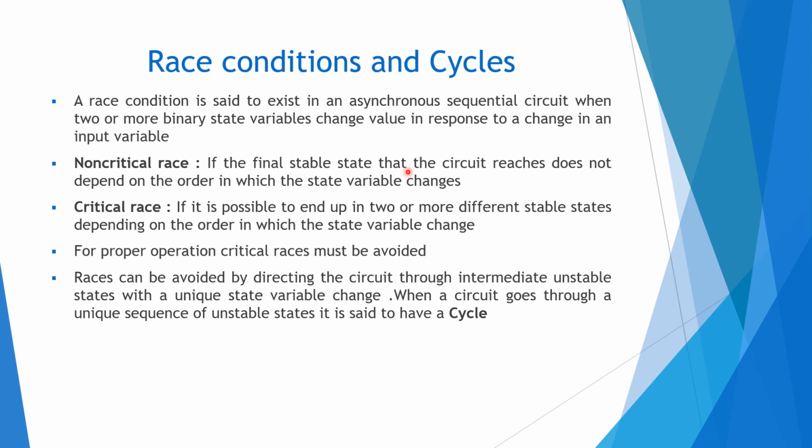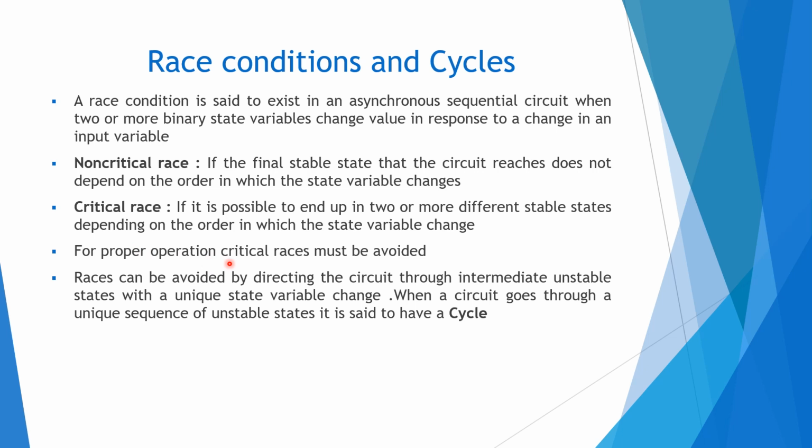So if the final stable state that the circuit reaches does not depend upon the order in which the state variables change, suppose the variable changes but the stable state does not depend upon the variable change, then it is called a non-critical race. That is, there will be a stable state for every change in the circuit, then it is called the non-critical race. And the critical race, if it is possible to end up with two or more different stable states. So in a non-critical race there is only one stable state, but in a critical race there are two or more different stable states for the state variable change, then it is called the critical race.